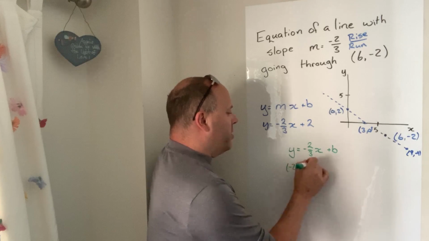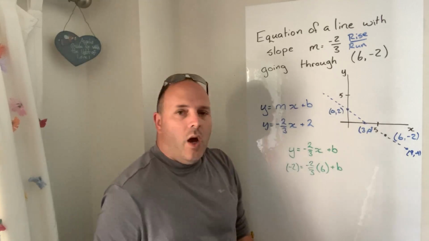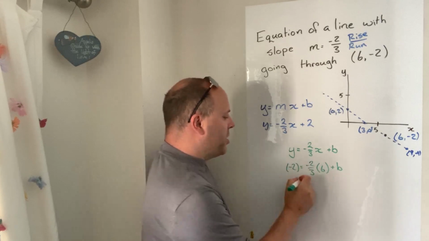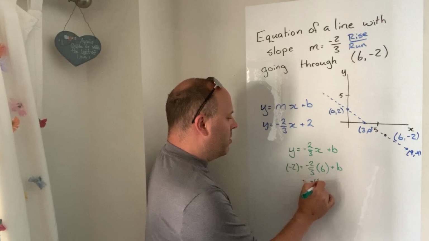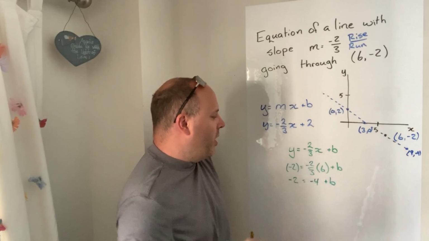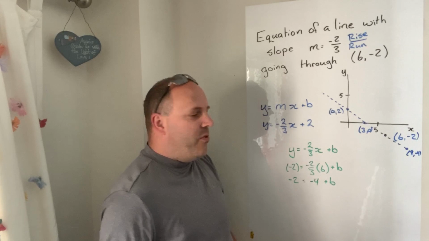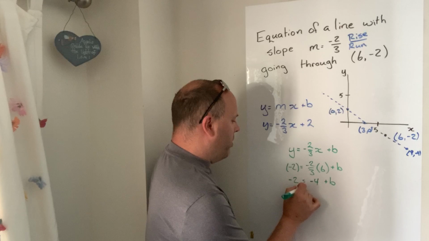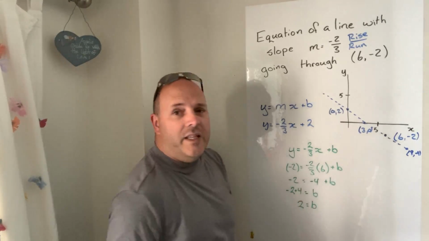-2 is equal to -2/3 times 6 plus b. If I punch it in my calculator or work it out any other way, -2/3 times 6, what do I get? -4. So -4 plus b is equal to -2. Now I just need to add 4 on both sides of that equation. So -2 plus 4 is equal to b, or b is equal to 2.